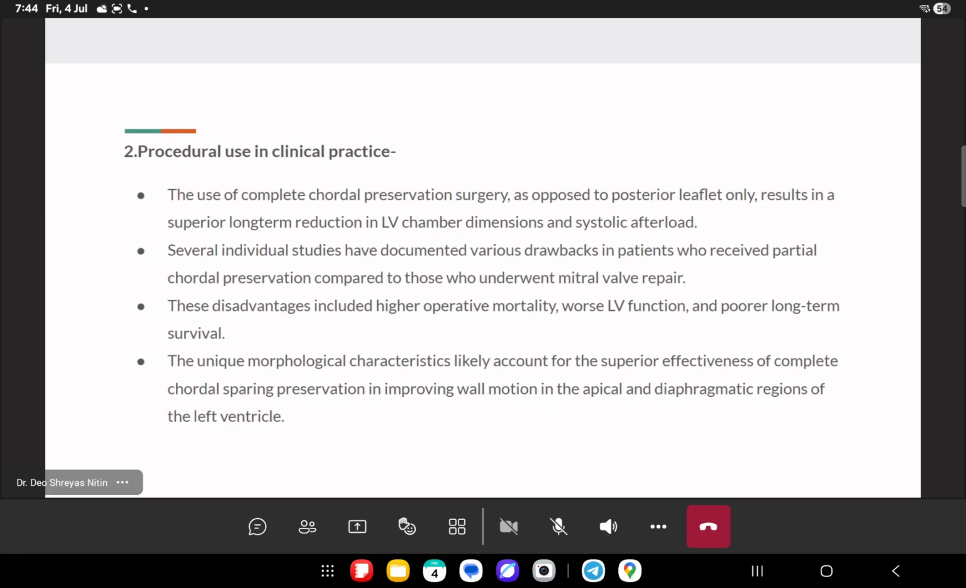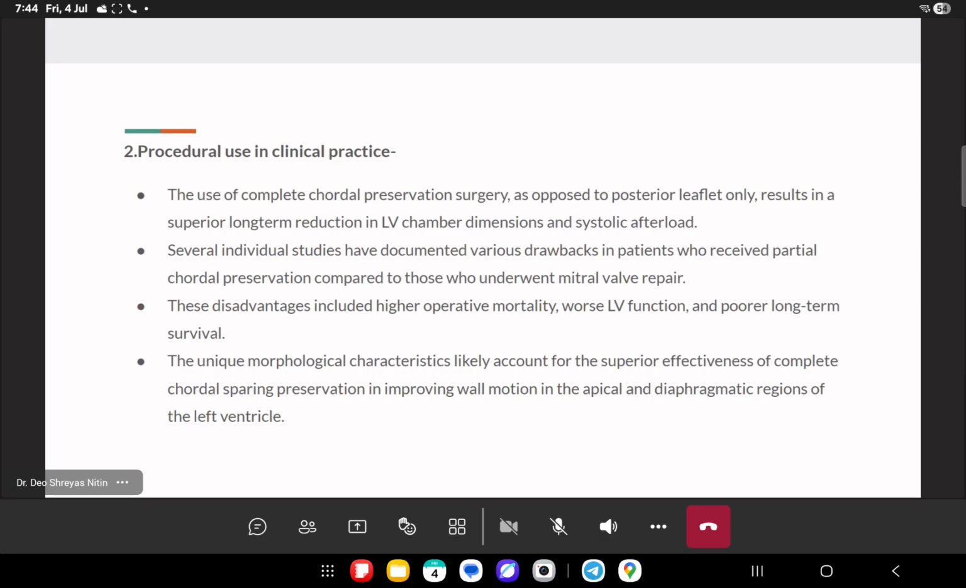The use of complete chordal preservation surgery, as opposed to posterior leaflet only, results in a superior long-term reduction in the LV chamber dimensions and systolic afterload. Several individual studies have documented various drawbacks in patients who received partial chordal preservation compared to those who underwent mitral valve repair. These disadvantages included higher operative mortality, worse LV function, and poor long-term survival.